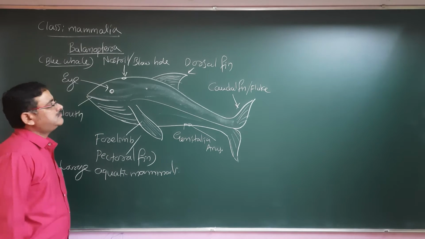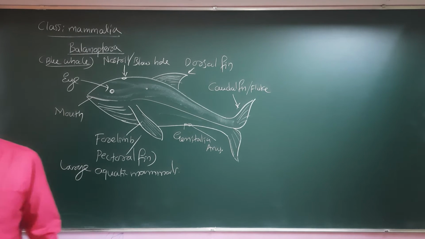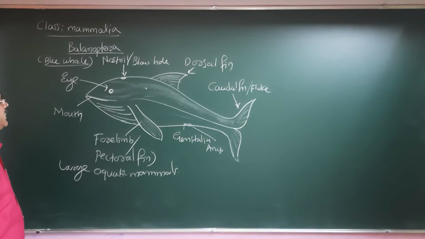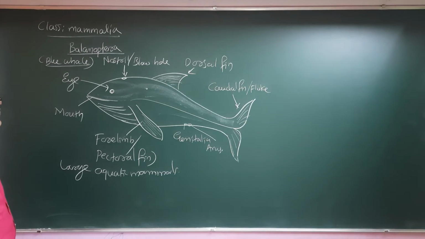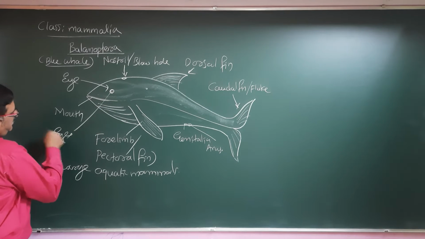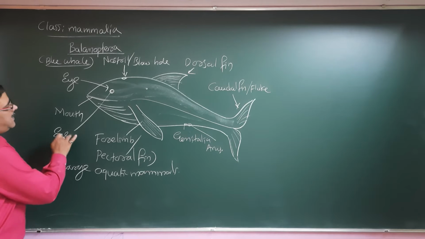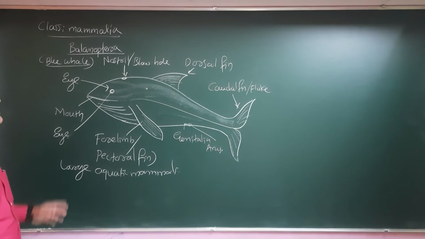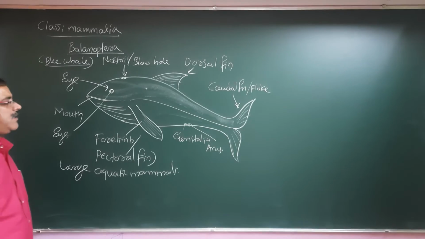Okay, so this is about the whale as such. They have the dorsal fin, the forelimb modified into the pectoral fin, the genitalia is separate and the anus is separate, the mouth, and the eye, and the caudal fin or the fluke. So this is about Balaenoptera.